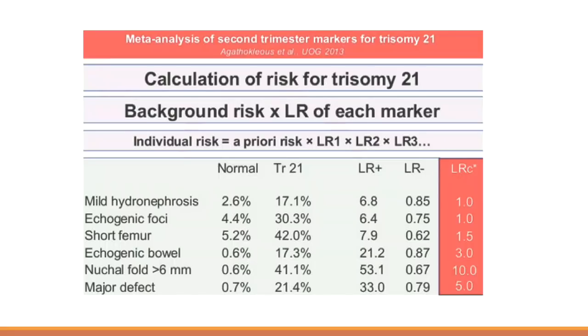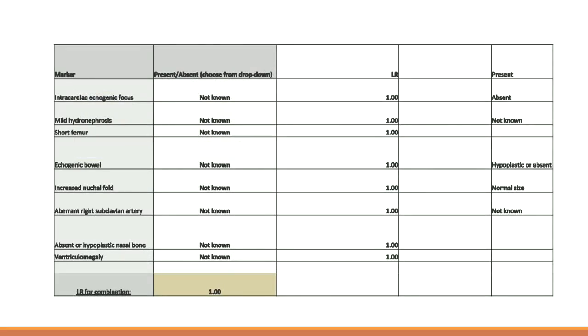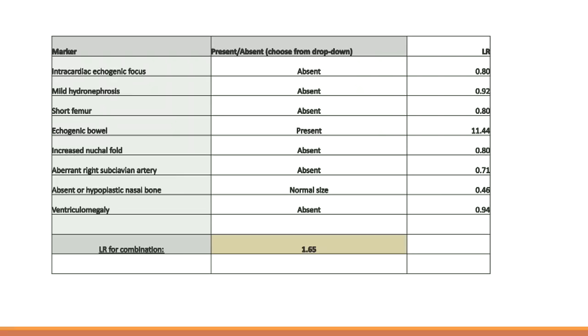But that's too much mathematics and too much calculation. So instead of doing all that, you go back to the paper that I talked about, and they have got this Excel sheet that you can actually download, and it's a free download. And into that Excel sheet, you can add in the markers that are present and the markers that are absent. Now here I have added the marker that is present, which is the echogenic bowel, and all the other markers are absent, and it automatically calculates the likelihood ratio for that combination.